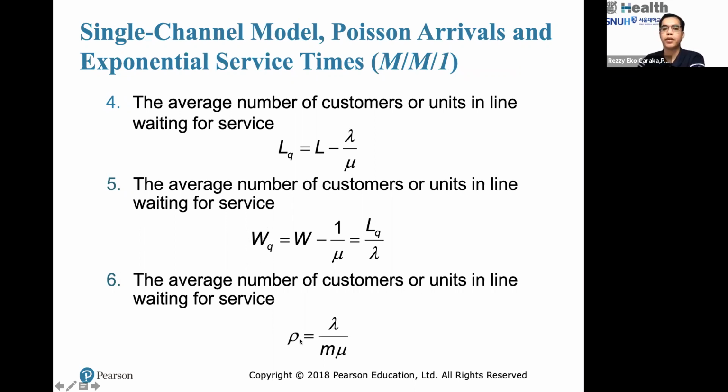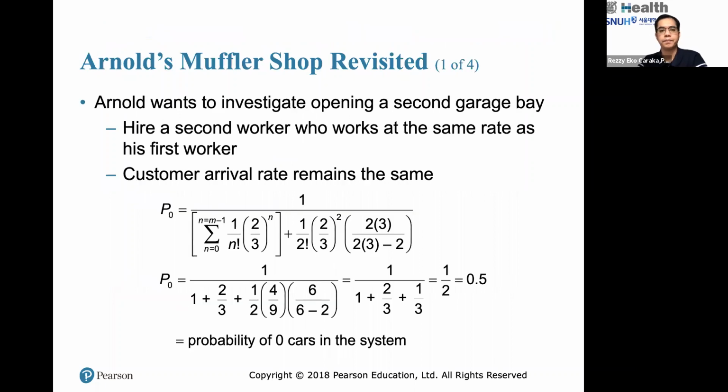We also can calculate the probability for our rho. So similarly, whether you are using the single channel or multiple channel, the information that we can get should be similar. We're using the LQ, WQ, rho, L. So this kind of information is used to calculate the waiting line theory.